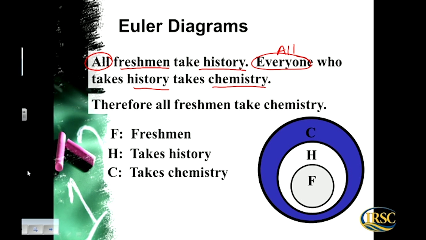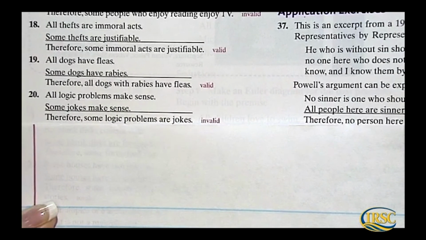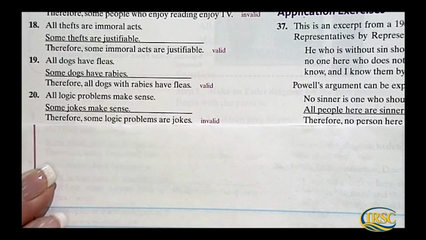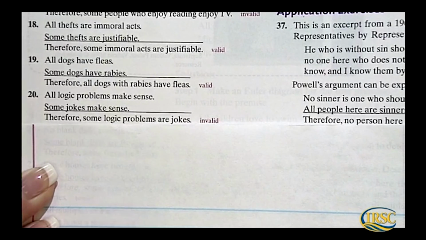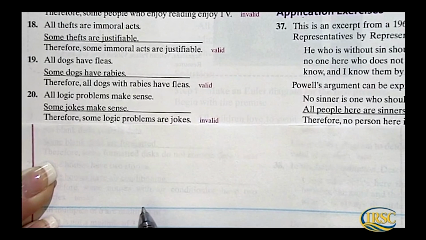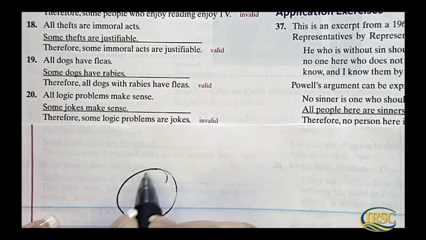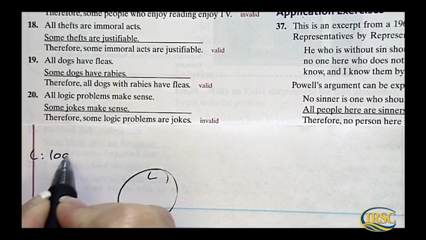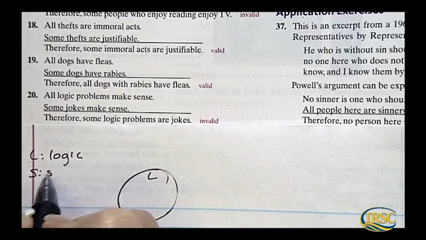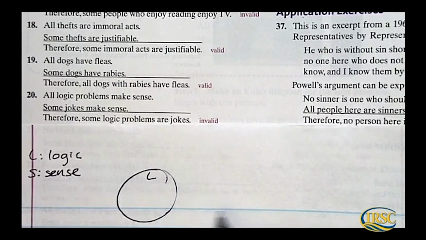Let's take a look at number 20 real quick in section 3.8. Okay, it says all logic problems make sense. All logic problems make sense. So the key word there is all. So I need a circle for logic. Okay, so L is logic. And then I need a circle for sense. Okay, so S for sense. And where does that circle need to go? Around the logic.